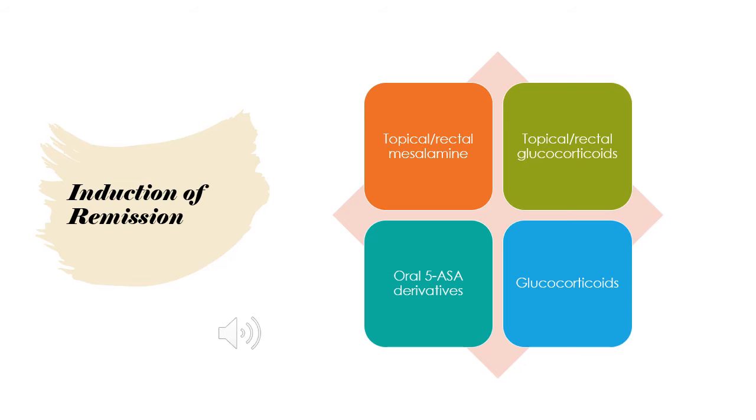So induction of remission is the first step, and that's going to be with a combination of the 4 categories here: either topical or rectal mesalamine, again, depending on the location, topical or rectal glucocorticoids, oral 5-ASA derivatives, which we'll talk about, and then glucocorticoids just in general, which is a sort of a different group from the topical rectal glucocorticoids. So that's first and foremost.